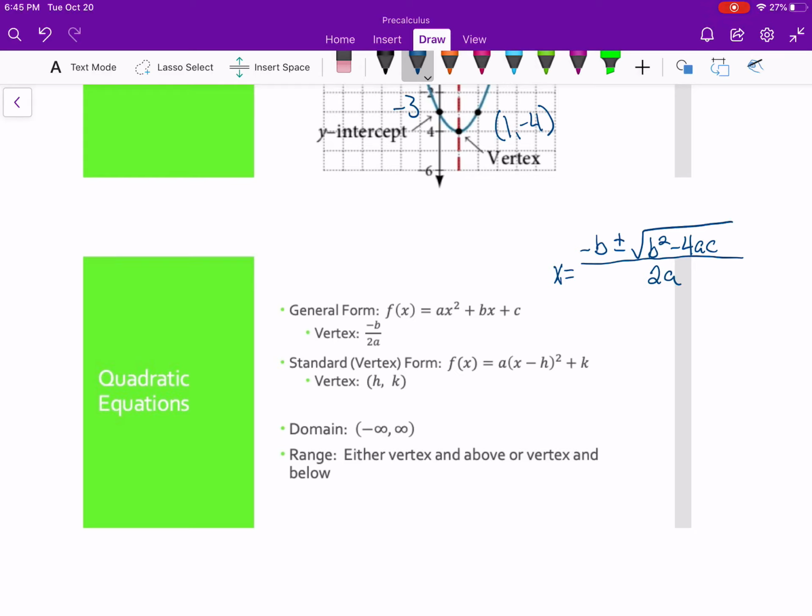For standard form, we have f of x equals a times the quantity x minus h squared plus k, where our vertex is (h, k). For all quadratic functions, we have a domain of -infinity to infinity, and the range is either the vertex and above or the vertex and below, depending on whether it opens up or down. Remember, if a is positive, then it opens up. If a is negative, then it opens down.